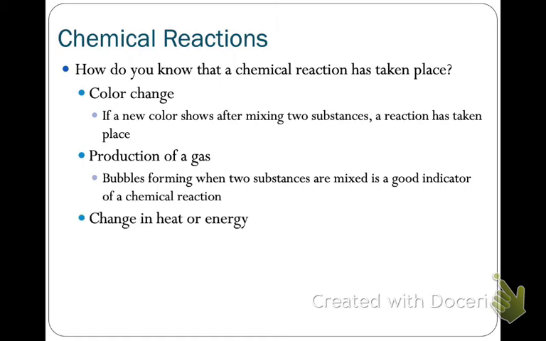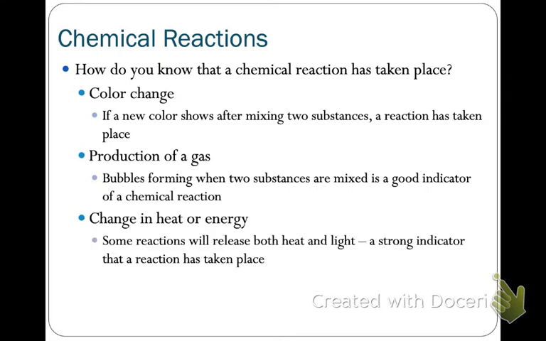If my reaction changes heat or energy, so if my two substances that are reacting become hot or become cold, that's a good indicator that a chemical reaction has taken place. So if they react and they release heat or they release light, that's a good indicator that something's taken place. So there's some good examples of this version of chemical reactions in like ice packs.